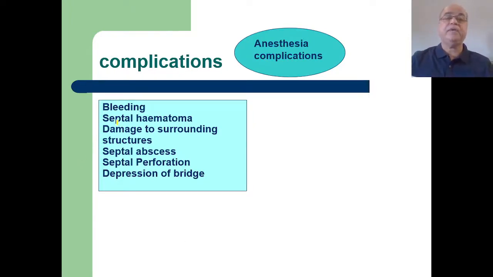Then there can be septal hematoma, because the undersurface of the mucoperichondrial flaps has blood vessels, and when we stitch it at the end, there can be collection of blood there, that may lead to septal hematoma. Then damage to the surrounding structures can be there, septal abscess, septal perforation, because now only mucosal flaps are there, there is no cartilage in between, so there can be septal perforation. If we don't leave a proper strut along the nasal dorsum, then there can be saddle nose deformity, that is depressed nasal bridge later on.